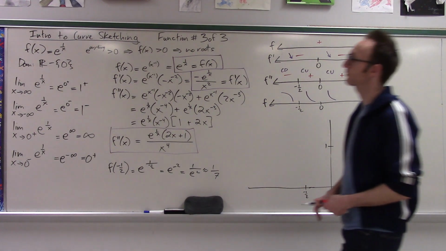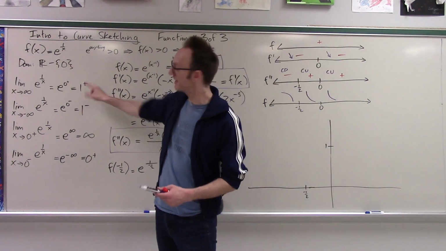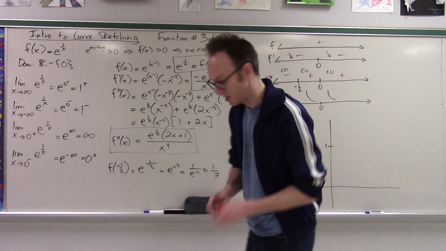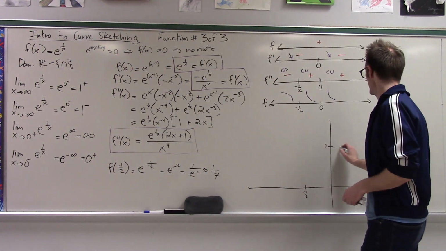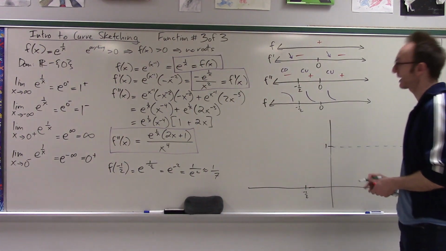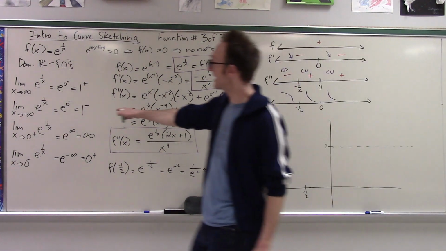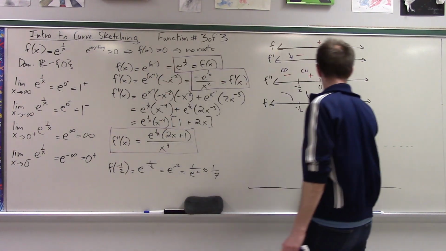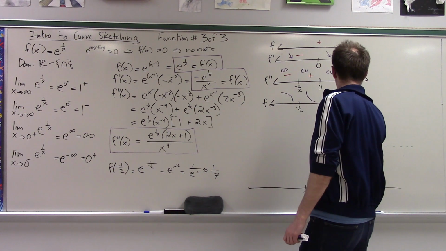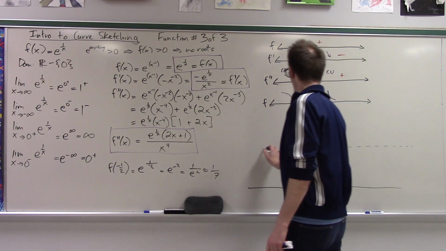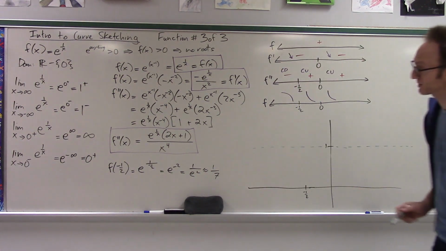Point of information number 1. The right end behavior is 1 plus. Okay, so I know that the end behavior of my function looks like that. Great. I know that the left end behavior is 1 minus. Alright, so it's also true that 1 is a horizontal asymptote in both directions.